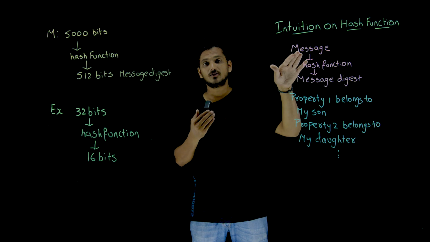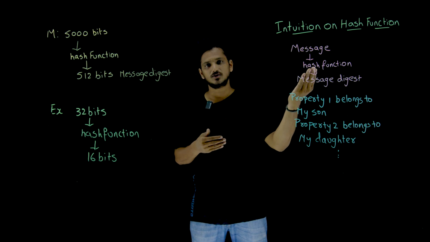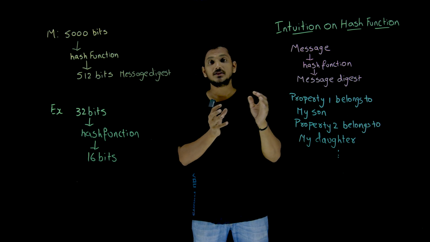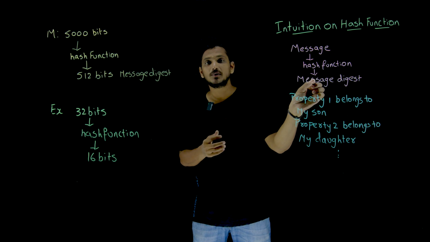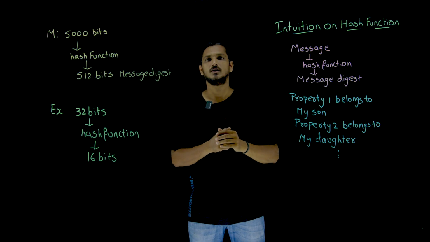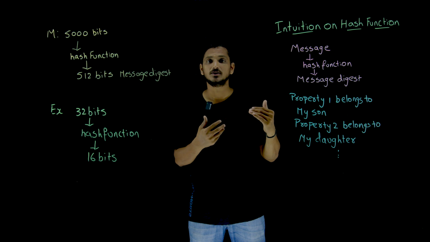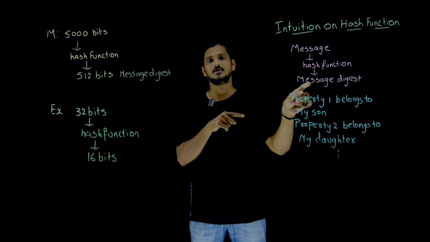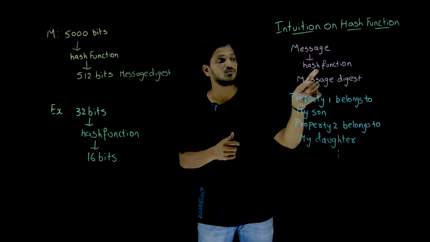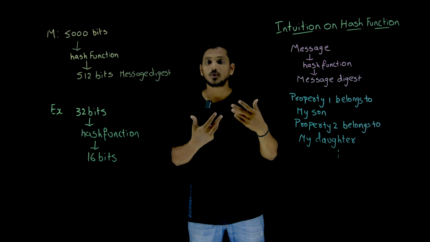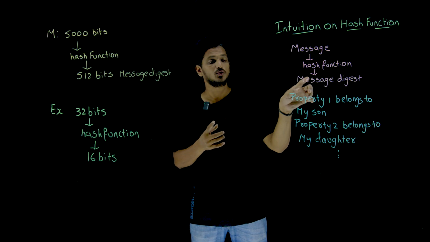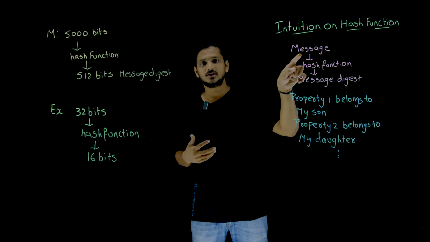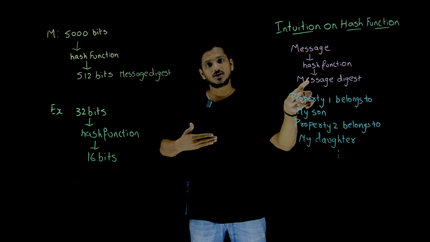Suppose you take a message of length 5000 bits and send it into the hash function, and it generates a message digest of length 512. It is going to generate a unique message digest using this message. What's the meaning of a unique message digest? If there is any 1 bit change here, you are going to get a new message digest. The hash function has to have that property. So if there is a change in the message, it is going to generate a new message digest.